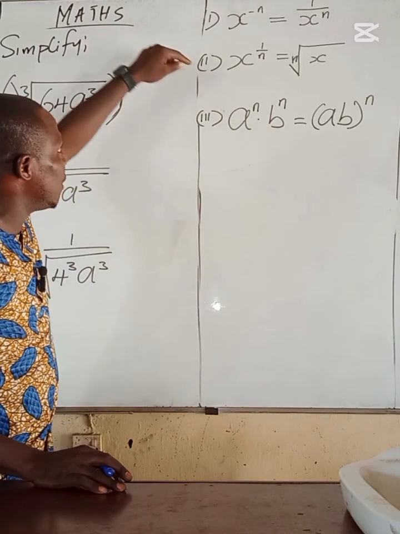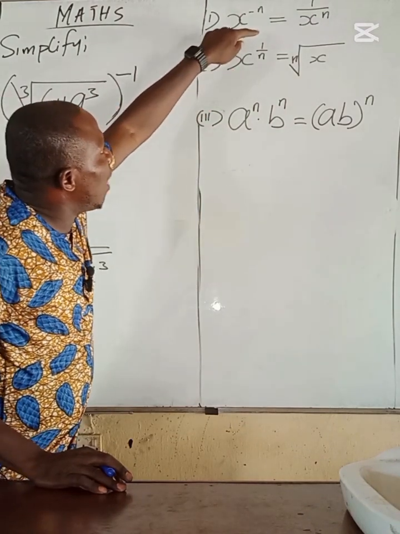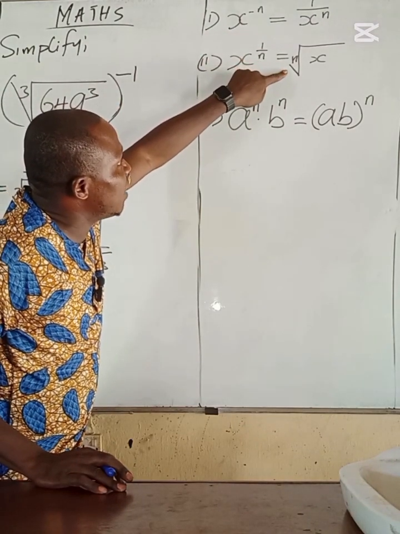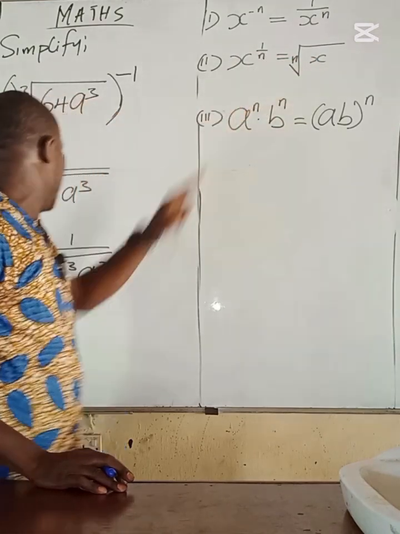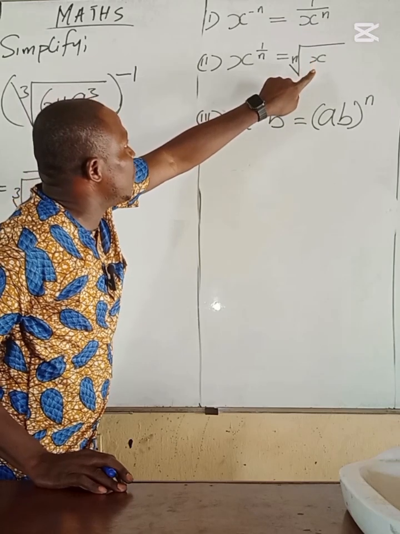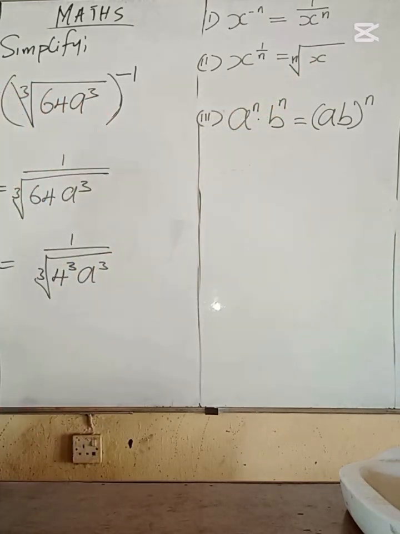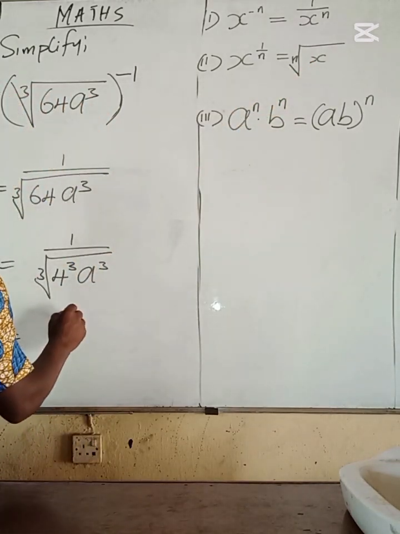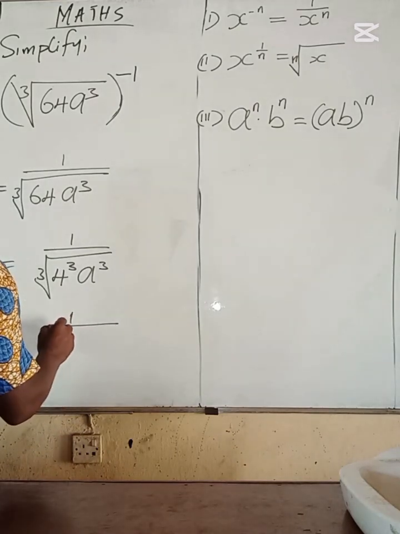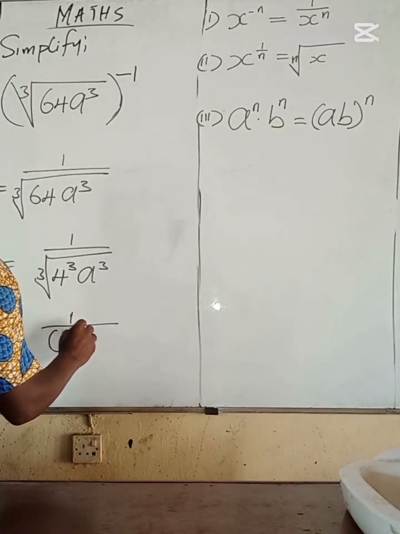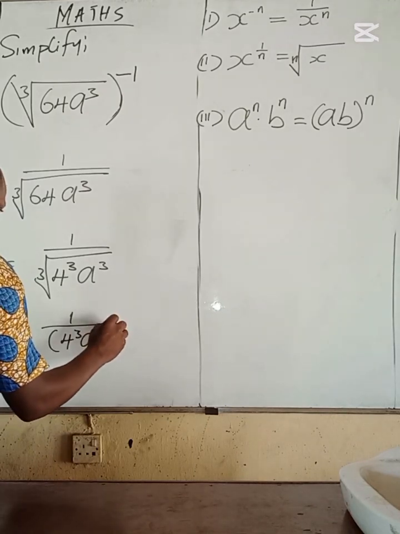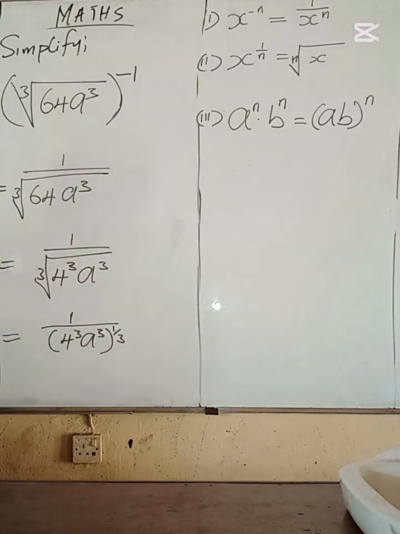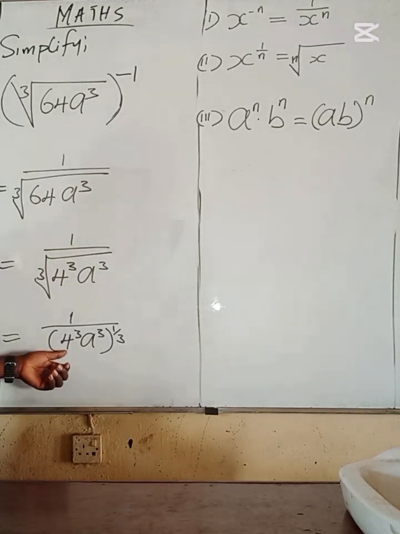Remember, I told you if you have x raised to power 1 over n, it's still the same thing as the nth root of x. So I want to change from this to this. This and this are the same. So I want to change from this now to this so that I'm going to have 1 all over bracket open 4 raised to power 3 a raised to power 3 bracket close all raised to power 1 over 3. So this is the same thing as the cube root of 4 raised to power 3 a raised to power 3. All right.